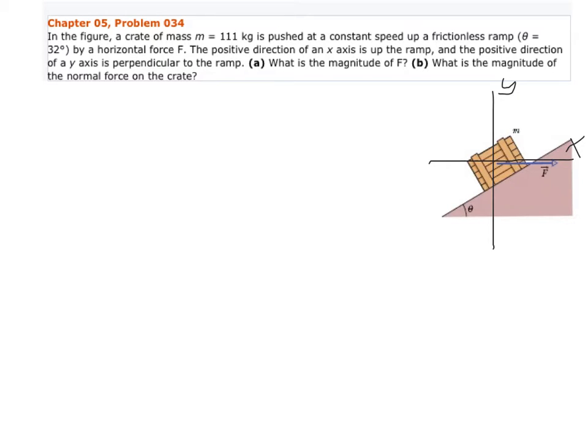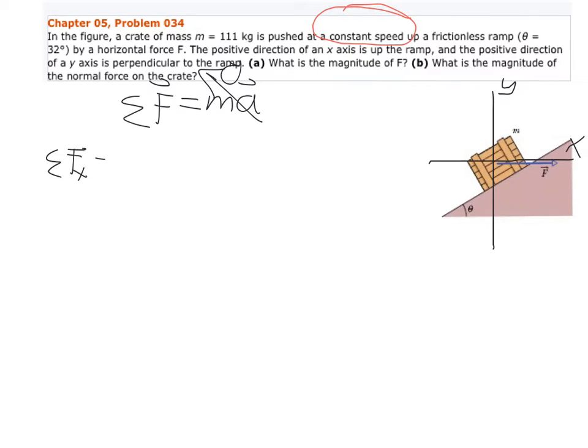We're told one important thing: it's being pushed up at a constant speed. So constant speed means it's in equilibrium. The sum of the forces (the sum is not a vector, the force is the vector, sorry about that) is equal to mass times acceleration, but since acceleration is 0 at a constant speed, this is just 0. So the sum of the forces in x is equal to 0, and the sum of the forces in y will be equal to 0.